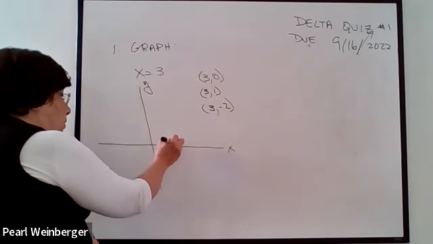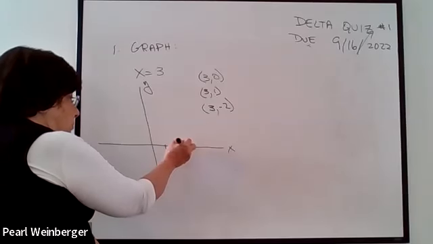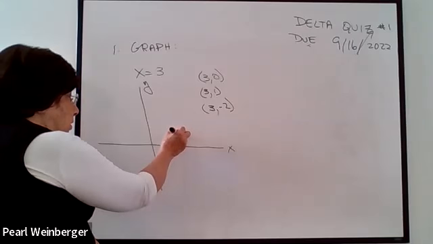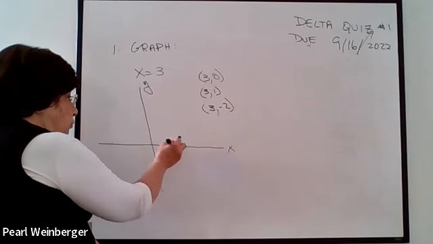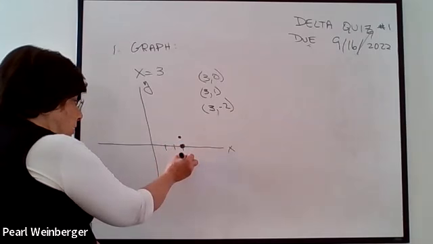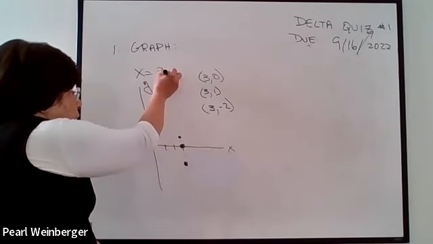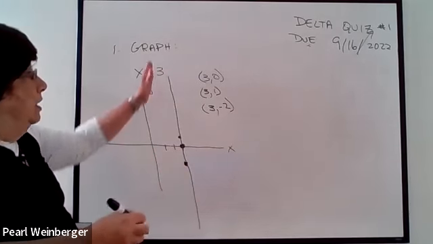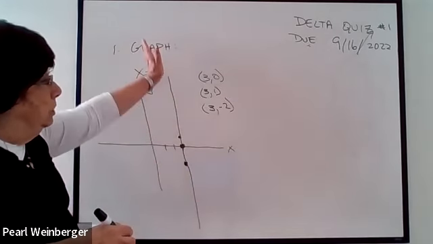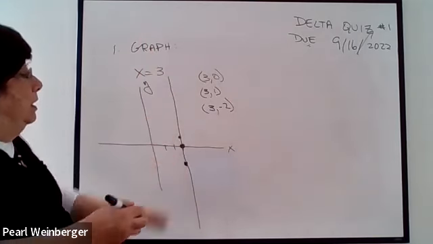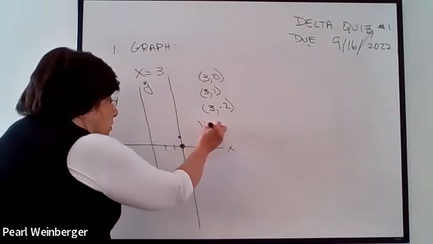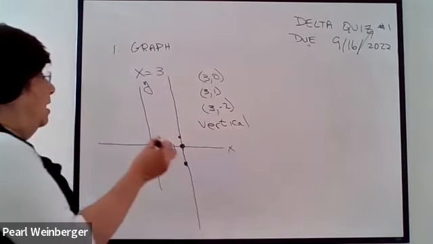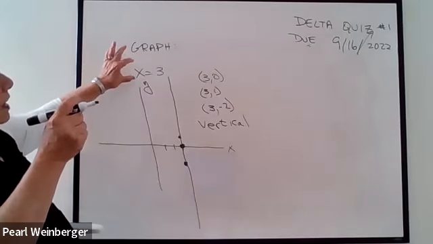Here we are. 1, 2, 3. Here's 3, 0. 3, 1. 1, 2, 3, up 1. 3, negative 2. Over 3, down 2. Notice all of these points whose x value is 3 line up in a vertical line. Vertical means up and down. And the equation of that line is x equals 3.